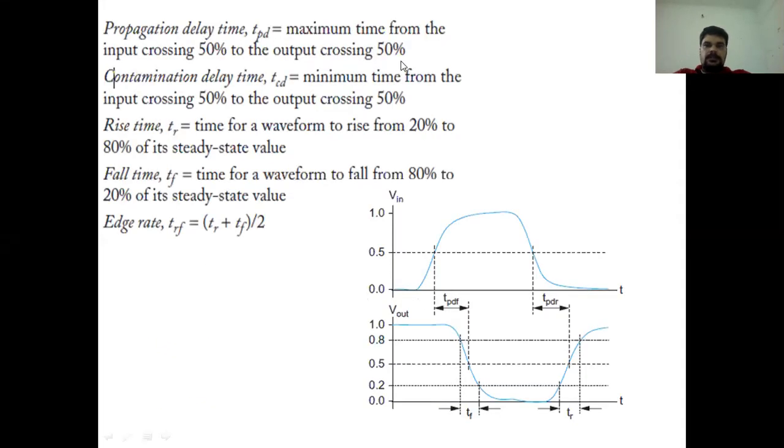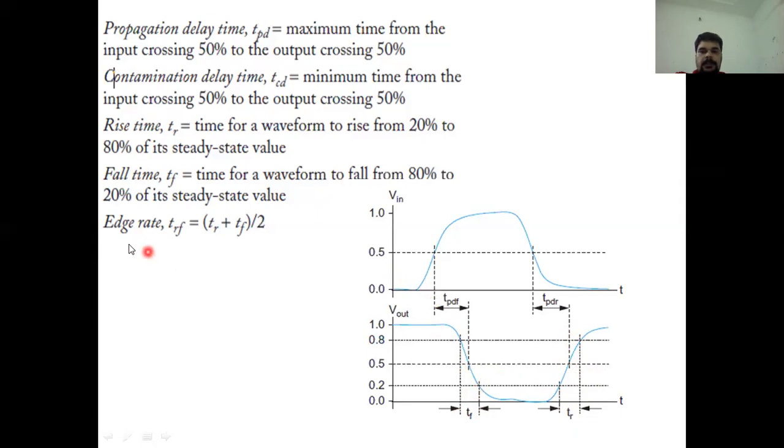So there are some small calculations here. What is basically the rise time? Rise time is the time in which the output rises from its 20% value to 80% value. And what is fall time? Fall time is when the output falls from 80% value to 20% value. Remember that these are the steady state values.